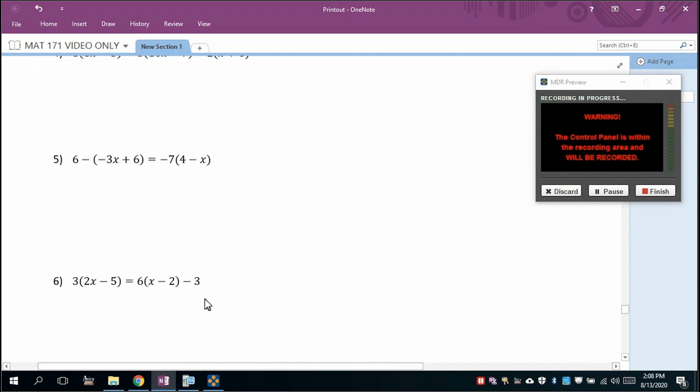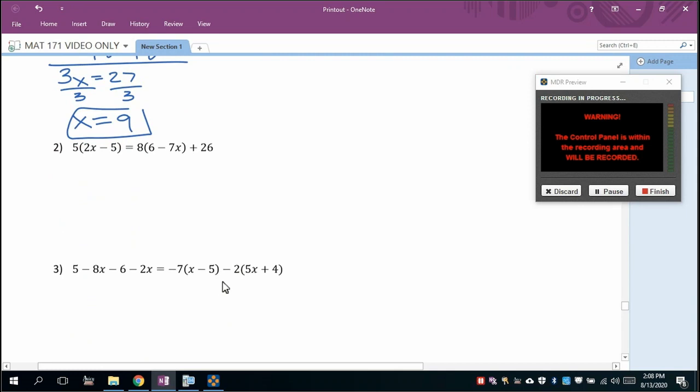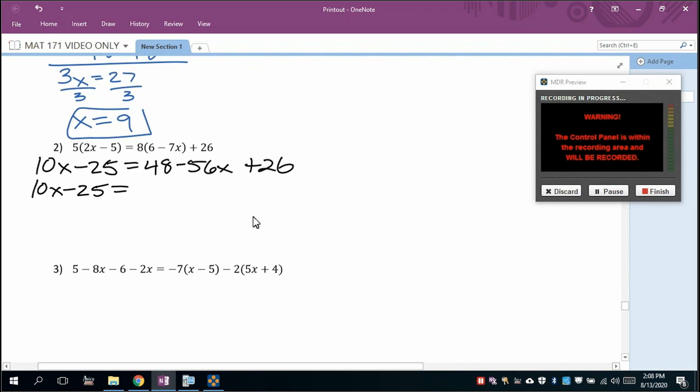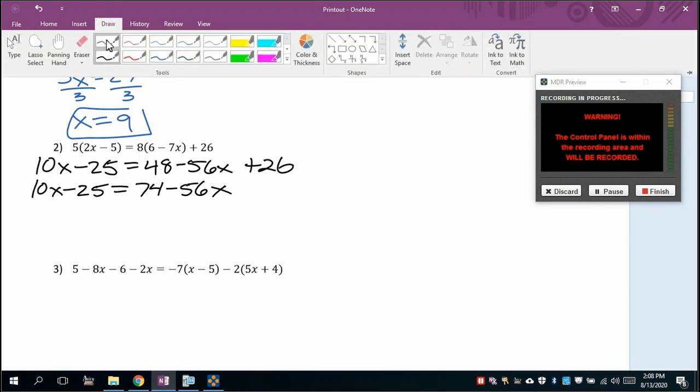Now, for the next couple ones, we're going to have some distributive stuff in here. So we would have 10x minus 25 equaling 48 minus 56x plus 26. Now, before we move anything over to one side, we have to make sure like terms are combined. On the left side, we're good. On the right side, 48 and 26, that would be 74. So we would have 74 minus 56x. So we have some options as to what we can do here.